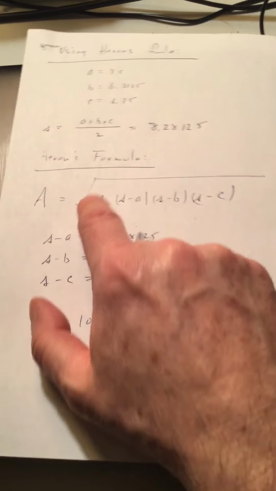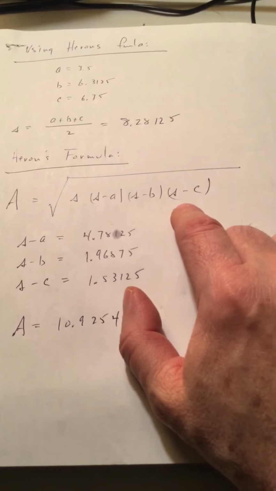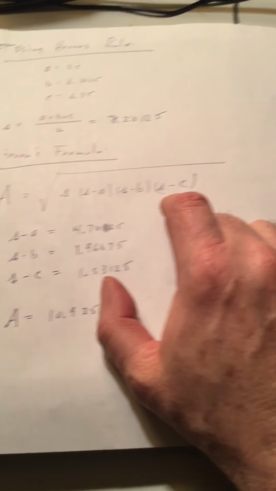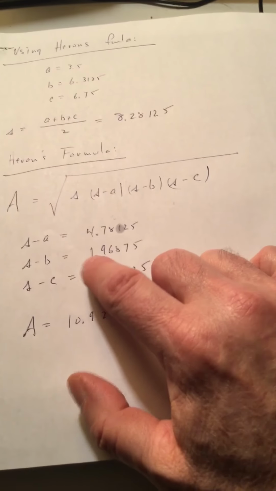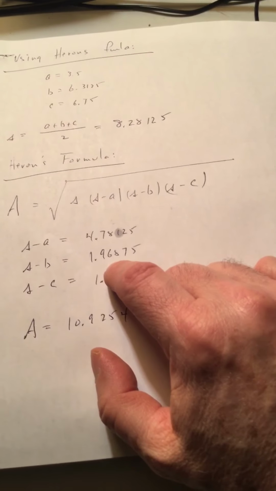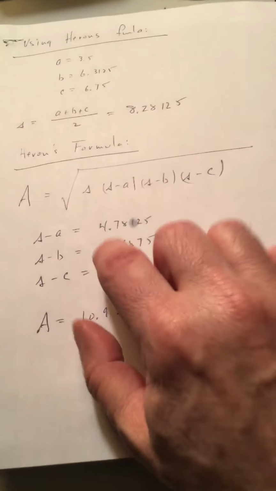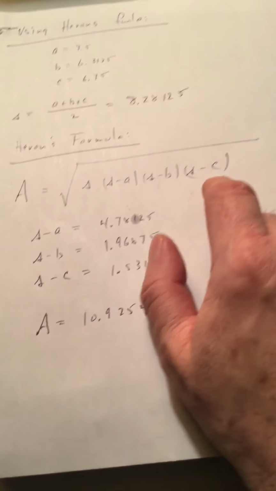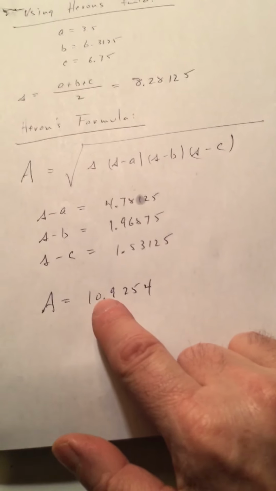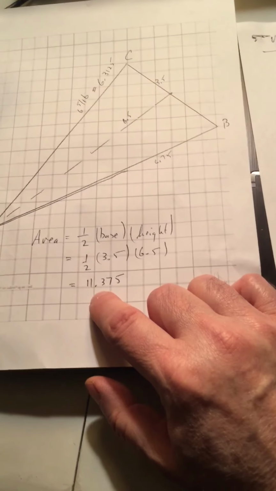The usual perimeter formula is the sum of the sides, but in this case I'm dividing by 2. So the area is given by the square root of S times S minus A times S minus B times S minus C. So I ran through the calculation here. S minus A turns out to be this number, 4.78 approximately. S minus B is 1.9869 approximately. S minus C is 1.53 approximately. Now when I do the calculation, namely put all of these numbers into the radical and take the square root, I get as an area 10.9254.